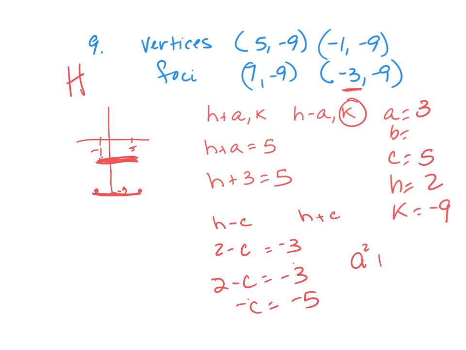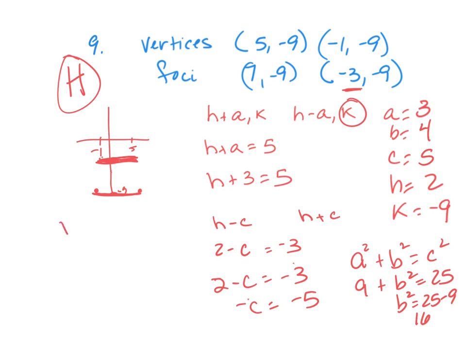Now we do a squared plus b squared equals c squared. 9 plus b squared equals 25. And b squared equals 25 minus 9, which is 16. So b is 4. X minus 2 squared over 9 minus y plus 9 squared over 16 equals 1.